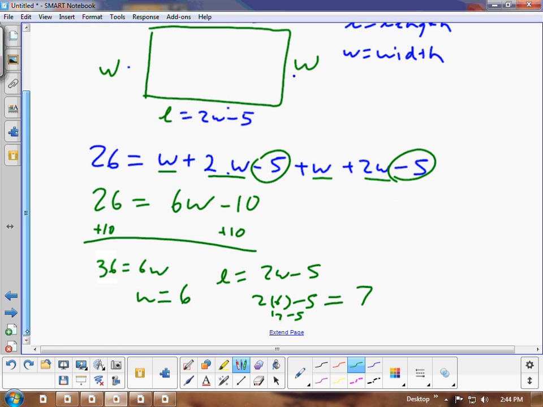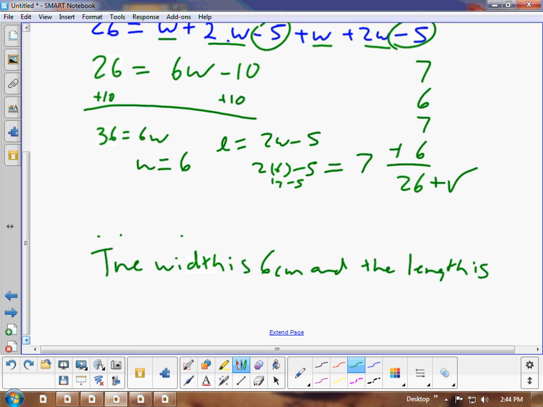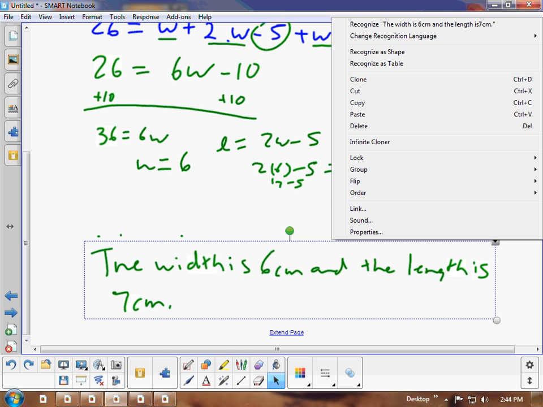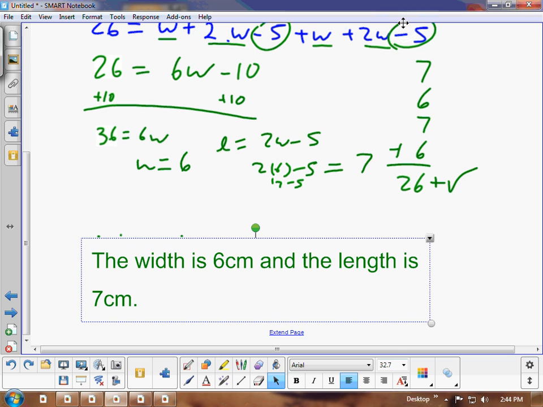So then we're going to check it. Is 7 plus 6 plus 7 plus 6, does that add up to 26? It does check. And you're going to write your answer out in a complete sentence. The width is 6 centimeters, and the length is 7 centimeters. Okay, so you're going to do that on your test tomorrow. You've got to do that, and write out the complete sentence.